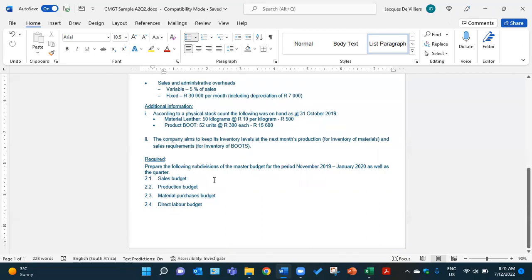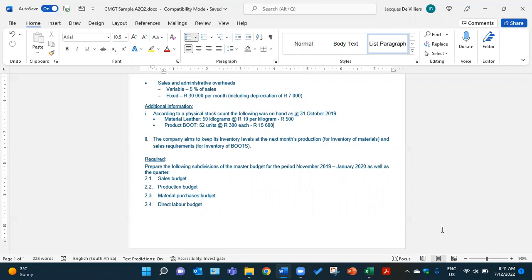And then they say to you, prepare the following subdivisions of the master budget for the period November 2019 to January 2020, as well as for the quarter. And those are the 4 budgets that you are supposed to prepare: the sales budget, the production budget, the material purchasing budget, and the direct labor budget.